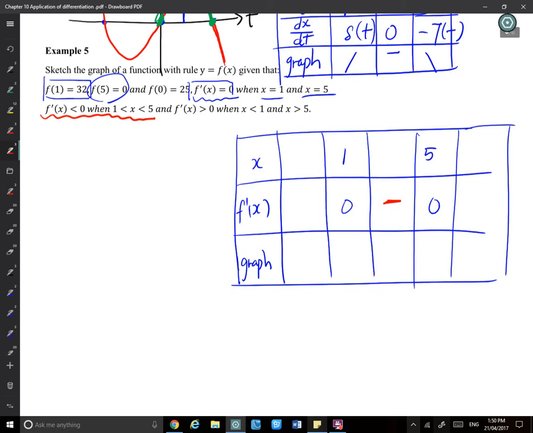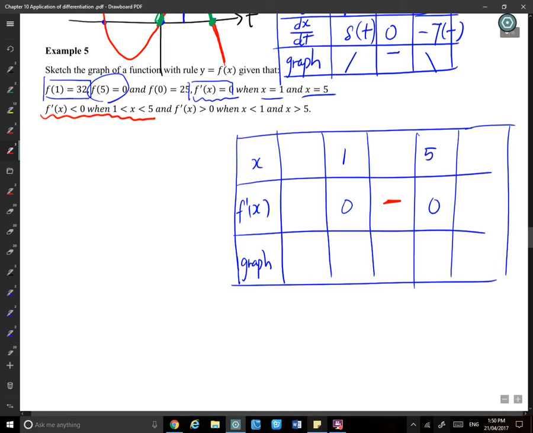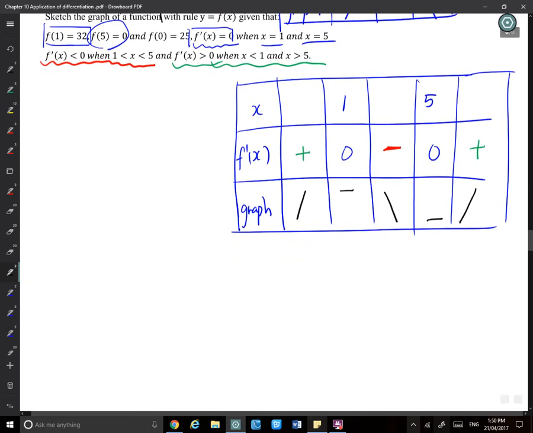F dash x is greater than 0 when x is smaller than 1, and greater than 5. So those 2 places are positive. Okay, so what's the shape of the graph? It's quite obvious. Increase, 0, decrease, 0, increase. That is the shape of the graph.